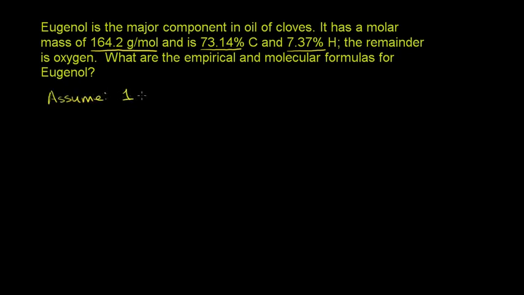Just to simplify things in our head, let's assume that we have one mole of eugenol. And just as a bit of a refresher, a mole is just a huge number. It's like saying we have 1,000,000 molecules of eugenol, but a mole is just an even bigger number. Since we have 1 mole, we know that it is going to have a mass of 164.2 grams. So another way to say it is we have 164.2 grams of eugenol.